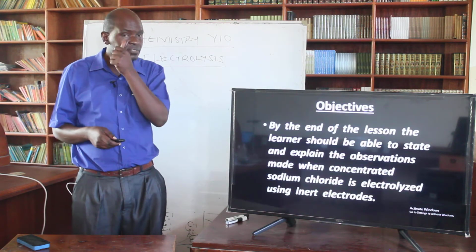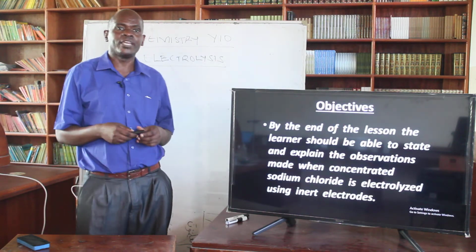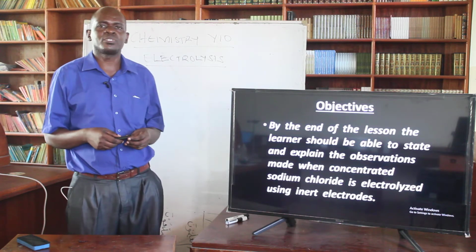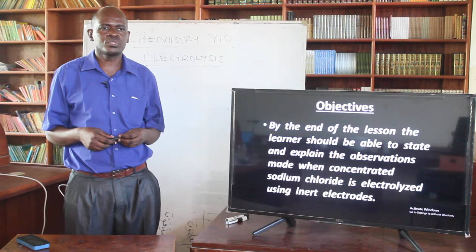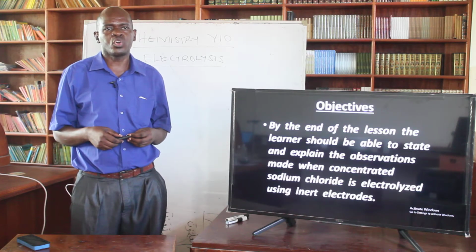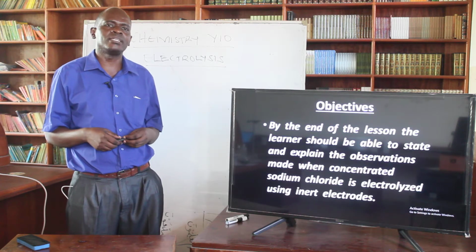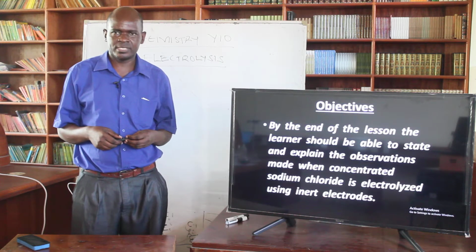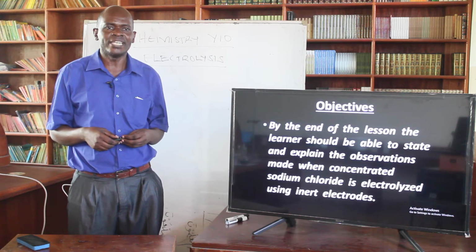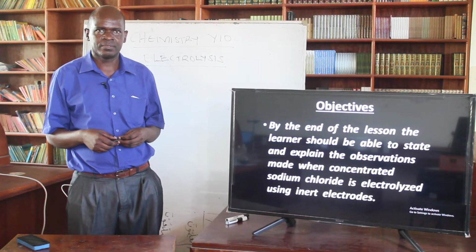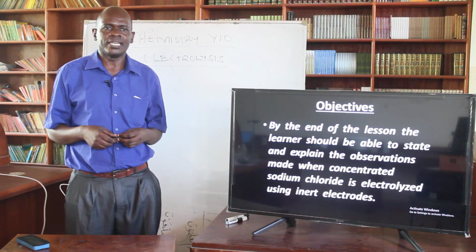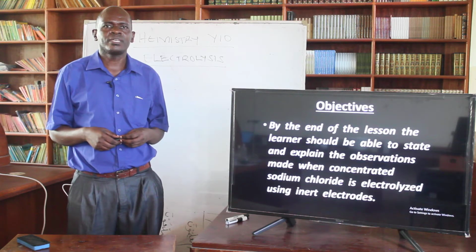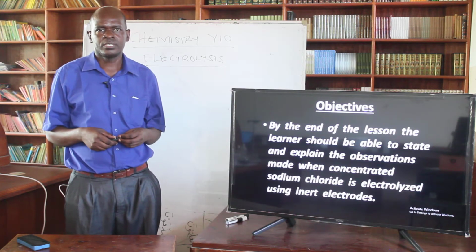The objective of the lesson today is that at the end of it all, we should be in a position to state and explain the observations made when concentrated sodium chloride is electrolyzed using inert electrodes.